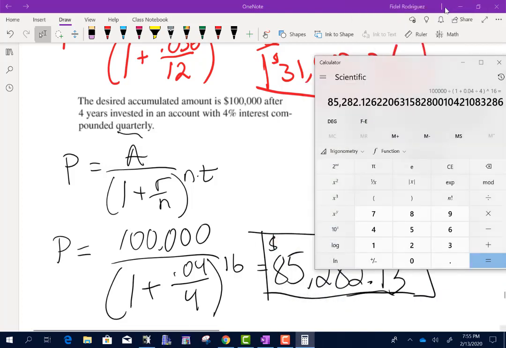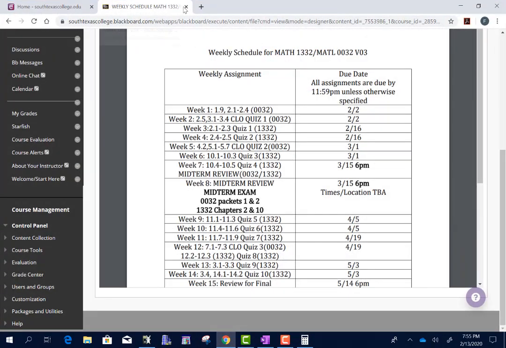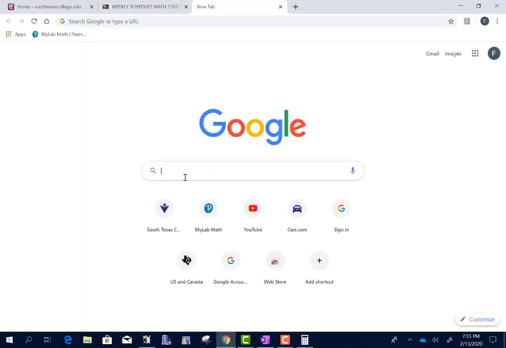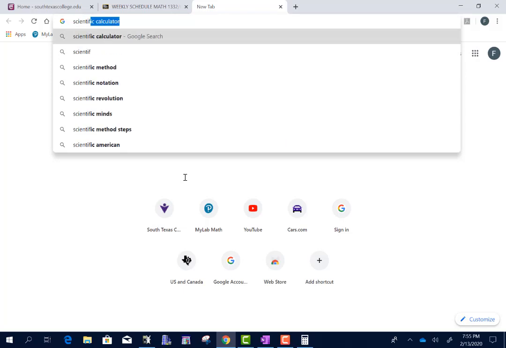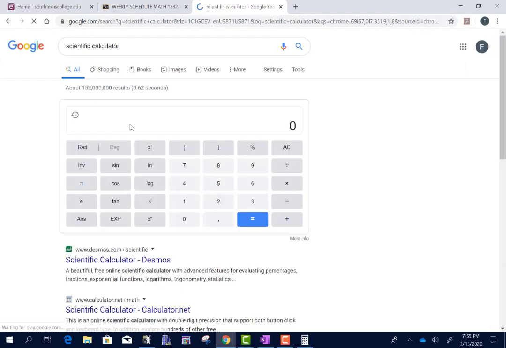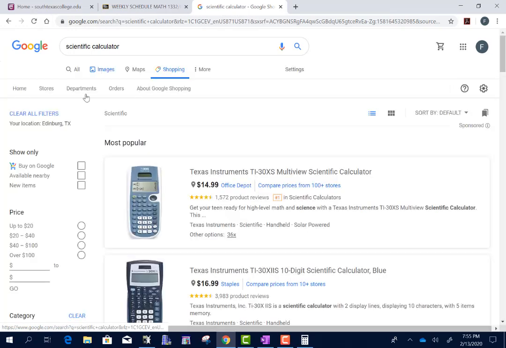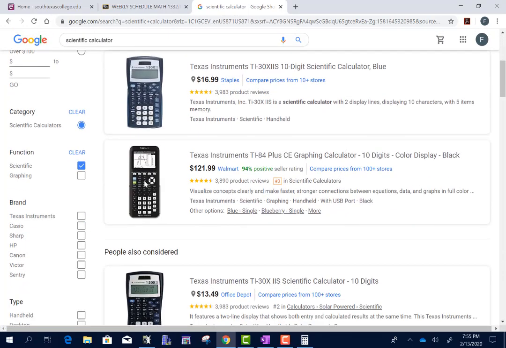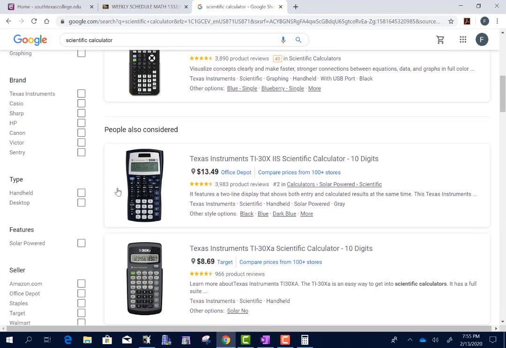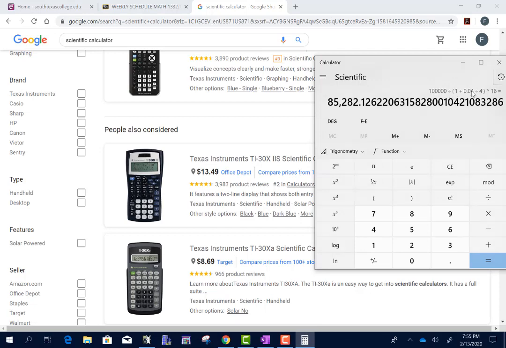Let me see. Give me 1 second so I can show you guys. Here we go. Scientific calculator. I'm going to go shopping. All right. So, guys, you definitely don't want to spend something like $121, okay? I would say something like this is perfect. Between this one here and this one here, my recommendation would be spend the extra $5 simply for the reason this one here has a display like what we have right here, okay? This one does not have that display.